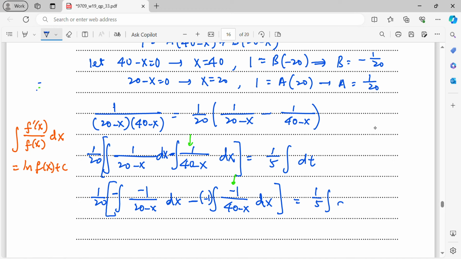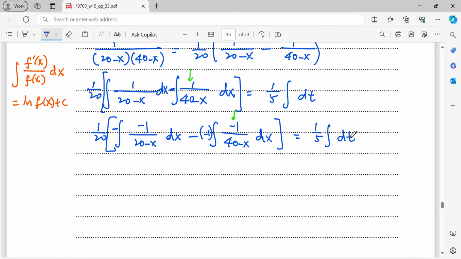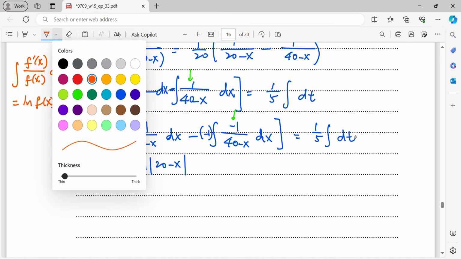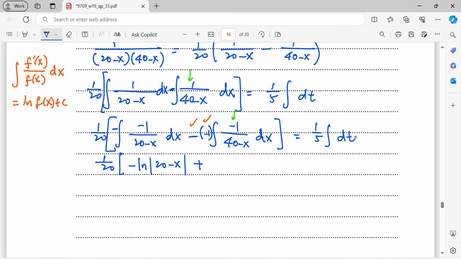So right side remains. Okay, then from here, I will be getting 1 over 20. Then the first integration is negative ln |20 minus x|. I put a modulus sign here to make sure that it is positive. Then minus minus, refer to here, minus minus is a plus. So the whole integration is ln |40 minus x|. If you are sure that the 40 minus x will always be positive, then no need to put a modulus sign. So just to be safe, I put modulus.